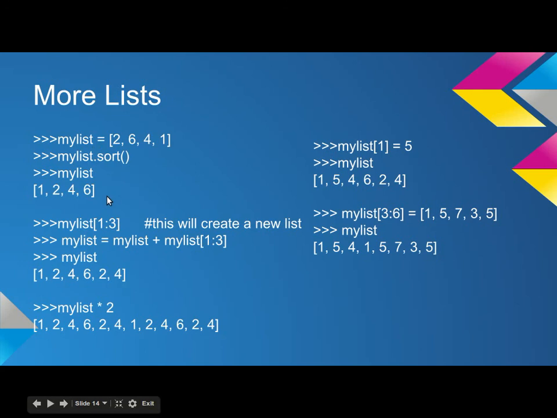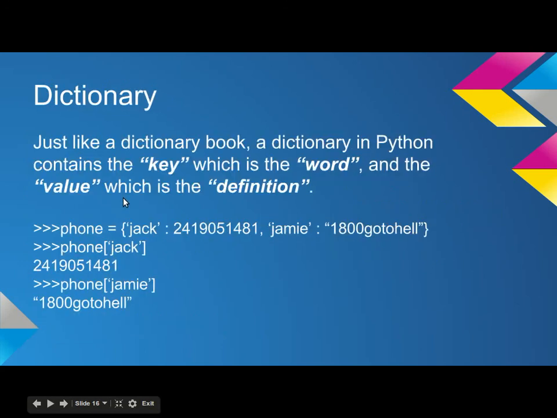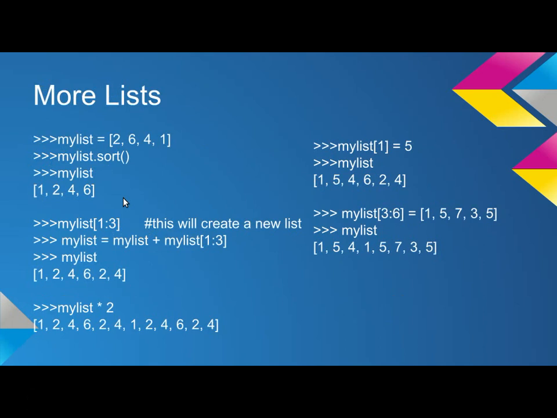But you can also write a function that sorts it, but that's a bit different, a bit more challenging. We already covered most of this stuff. You can multiply a list by a number, and it will return you that list twice in one list.